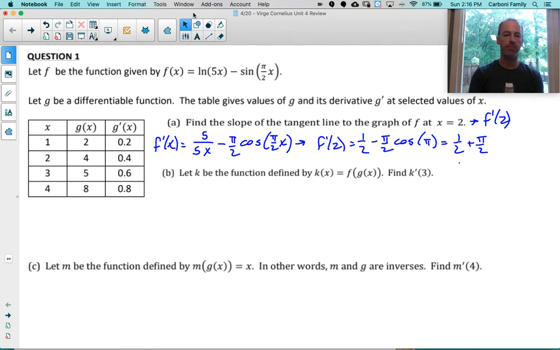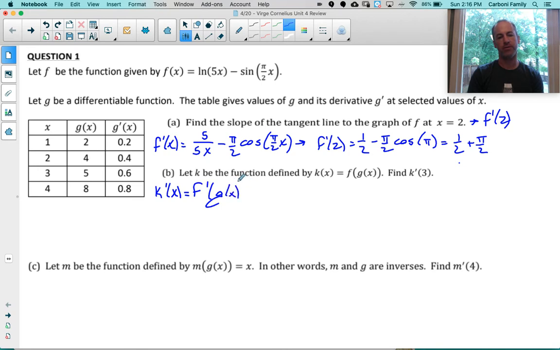Looking at B, it introduces a function k, and here they want you to find k prime of 3, and so we will have to do the chain rule. This is a little bit more like what I expect you to see on the AP exam this year, because a calculator is not going to help you differentiate f of g of x. You're going to have to recognize that that's going to be a chain rule, and you're going to have to do that completely on your own. Calculator won't help you get that derivative. And so now I'm going to find k prime of 3, which will be f prime of g of 3 times g prime of 3.